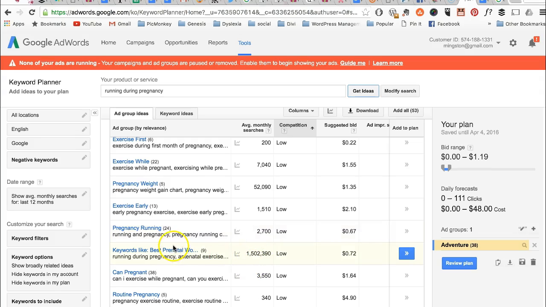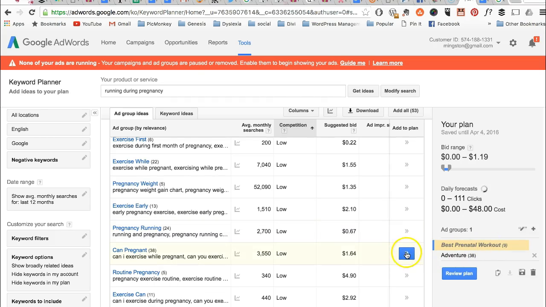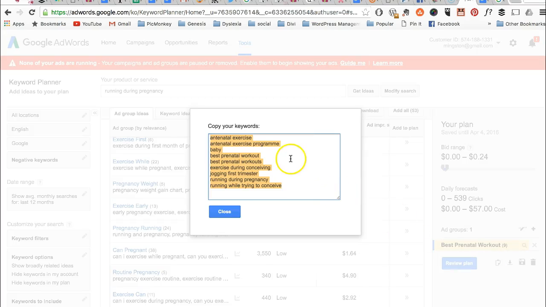Now here, when you look in here, this is like a keyword group where running during pregnancy is actually in here, and the monthly searches are 1 million. So I'm going to copy this over, because the only way to really get a good look at it is to stick it over here. So, to add to your plan. And since we're done with adventure, I'm just going to get rid of that, because if I don't, it will come on my clipboard with this when I copy the clipboard. So, okay, here we go.